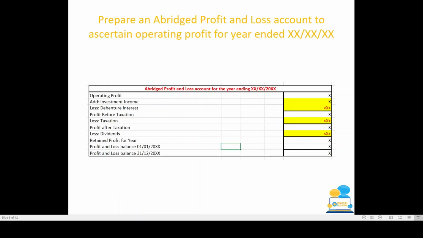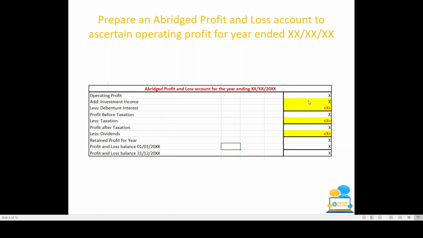So the first thing we're asked to do in the 100-marker question is to prepare an abridged profit and loss account to ascertain the operating profit for the year end. Basically here you start off at the bottom and you work your way back up. So I get my profit and loss balance at the end of the year, take away my profit and loss balance at the start of the year, which is given in the question, and that will give me my retained profit. And these figures here in yellow, I have worked out in my notes a few minutes ago. That's why it's easy. You're better off to do the notes first of all.